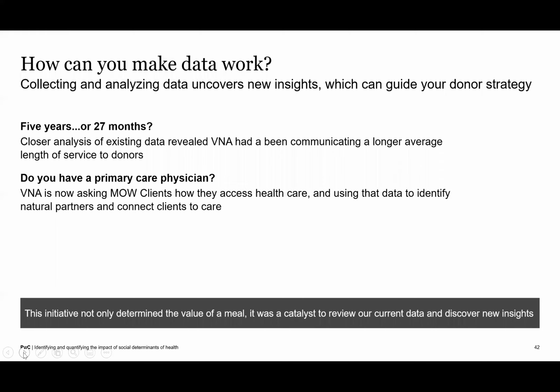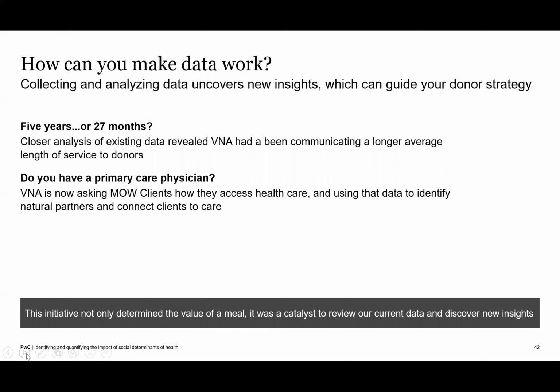And we had looked at this before. We had anecdotally thought that it was more around 5 years that a client would come on service today and would be with us for 5 years. That was sort of an average thought. When we really started digging into the data, it really came out to be around 27 months, so a little more than 2 years.